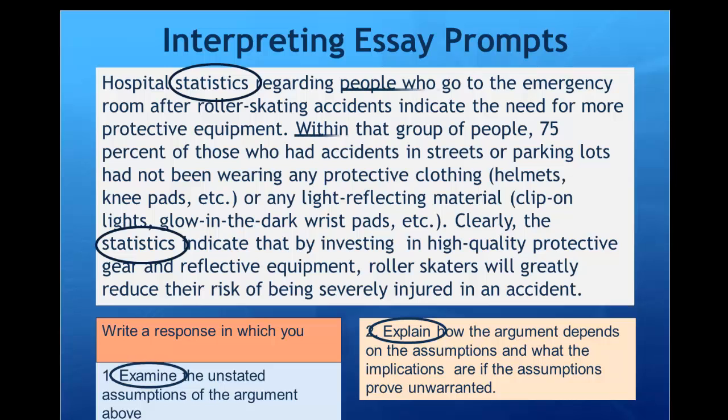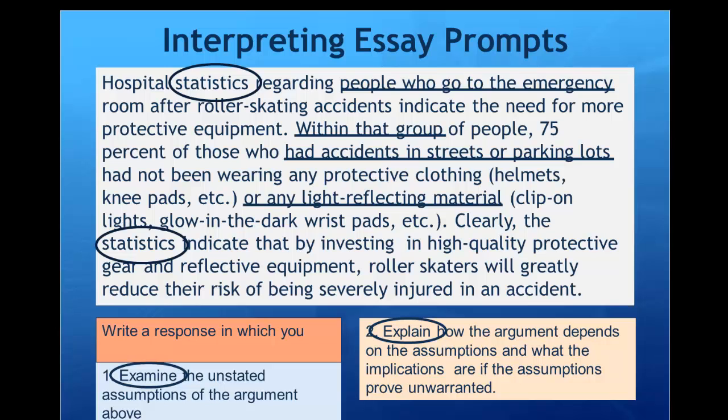As we read through, we see that the group of people being talked about are those who go to the emergency room. Reading further still confirms this as we notice the statement within that group of people. This tells us that everything that is about to be said is only referring to those who attend to the emergency room. This is an immediate limitation to the evidence being used. Another important element I would underline is had accidents in streets or parking lots. These are all details about the kind of evidence that is being cited. The phrase or any light reflecting material reveals that the claim is dependent not just on one type of equipment, not just on protective clothing, but also on light reflecting material.